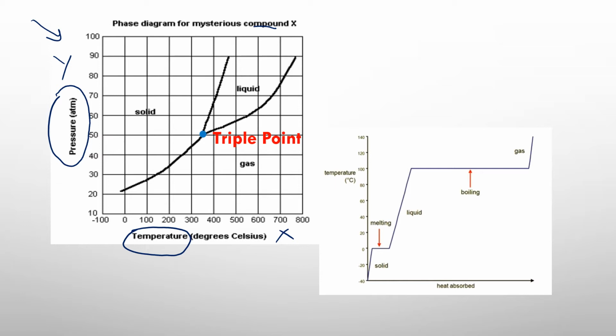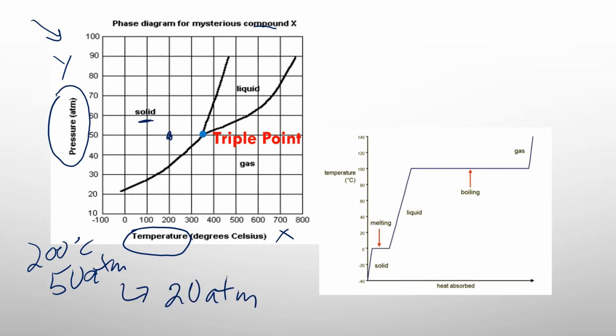at. For example, at a temperature of, say, 200 degrees Celsius and a pressure of 50 atmospheres, this particular compound will be in the solid phase. But let's say that the pressure drops down to 20 atmospheres. Now it is in the gas phase. That's all this is really telling us.